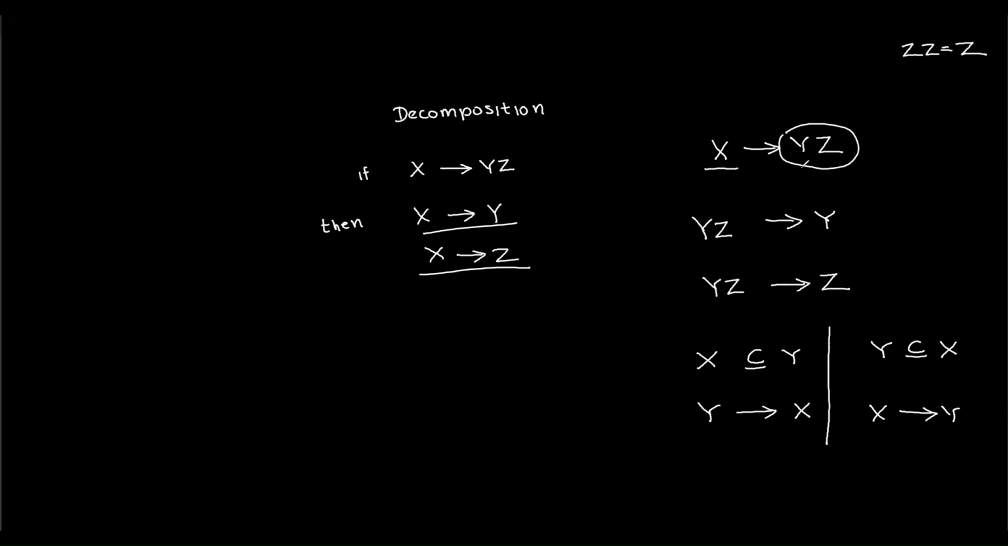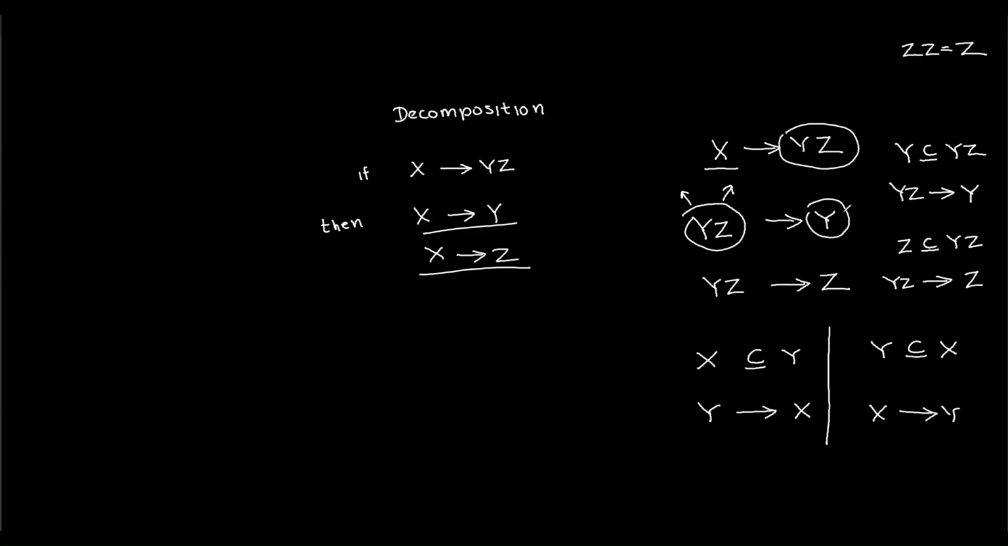Here, x functionally determines yz. So, I am bringing yz out. Why am I doing that? yz is a set of attributes. There are two: y is there, z is there. So, I can say since y is a subset of yz, yz functionally determines y. Similarly, since z is a subset of yz, yz functionally determines z.